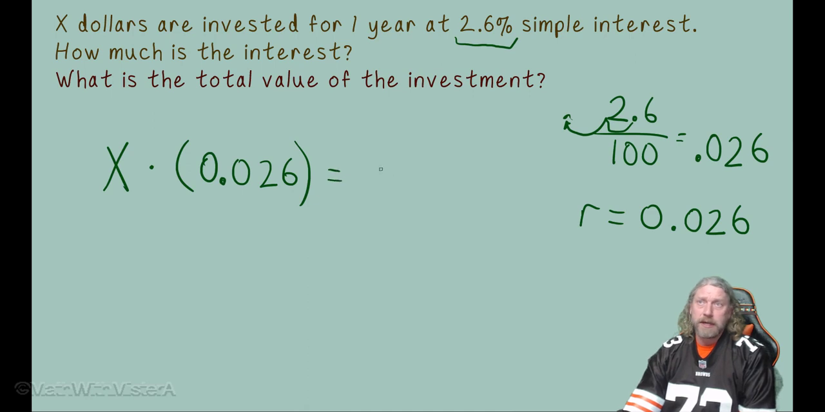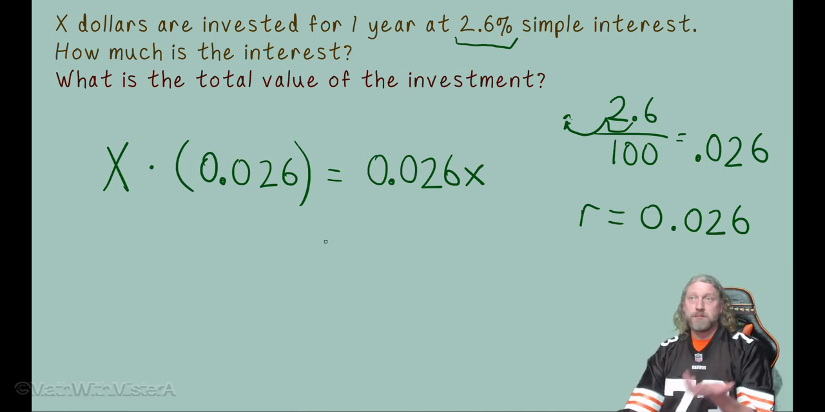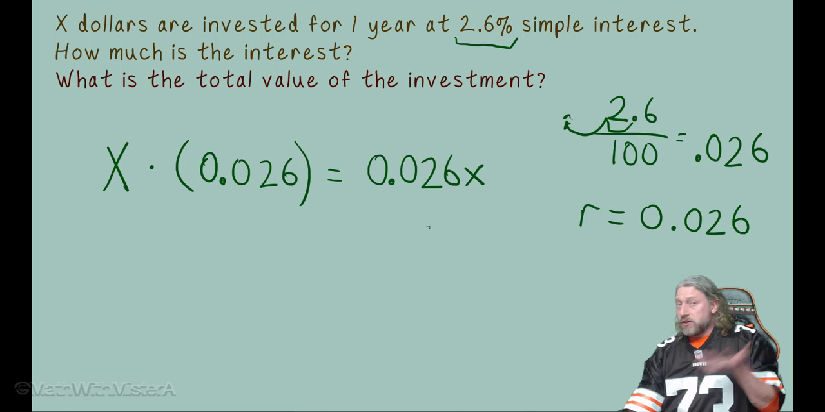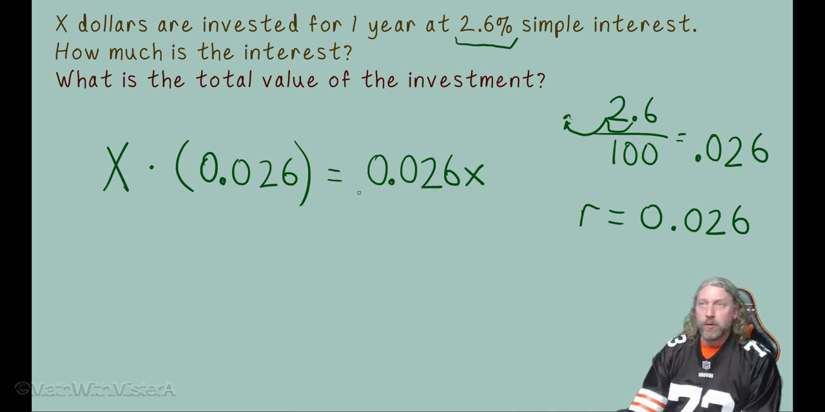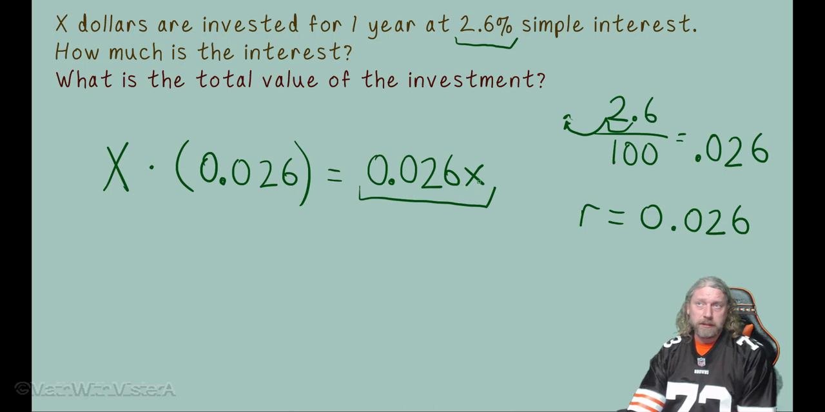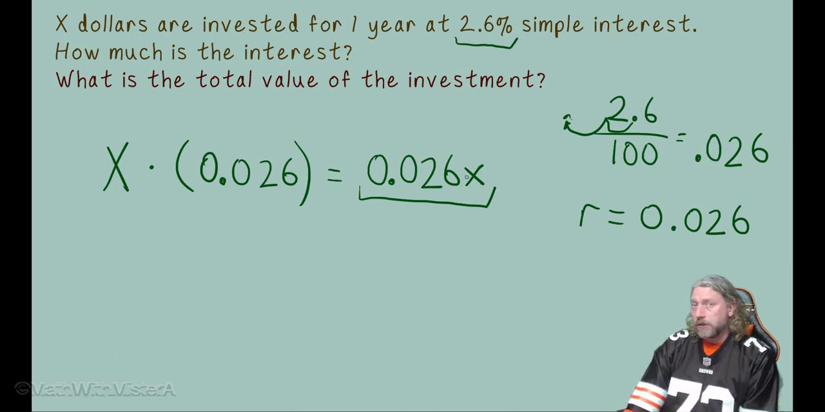We would just say, well, that's this variable expression, 0.026x, which means 0.026 times x. And as soon as we know what that principal is, we could put that number in place of x. But if we don't have that number for the principal, we're just going to have to press on with using the variable x in place of that number. So that is our amount of interest. It depends on the principal, which is unknown.